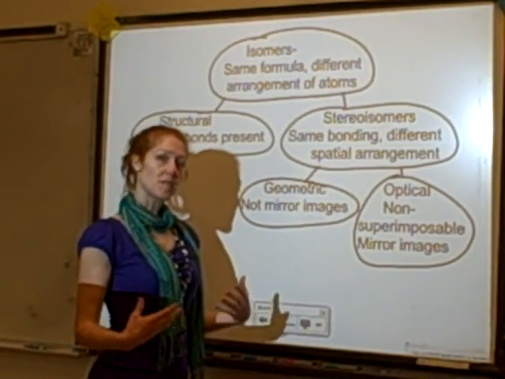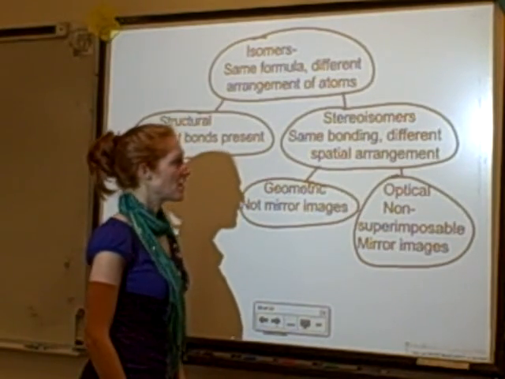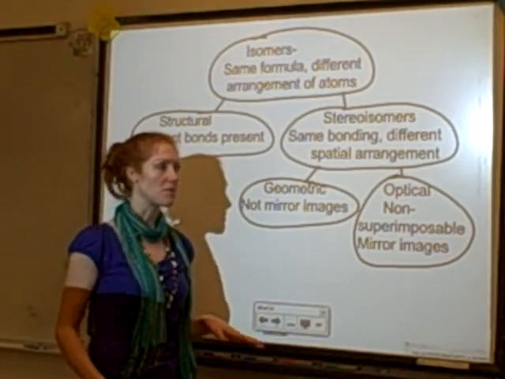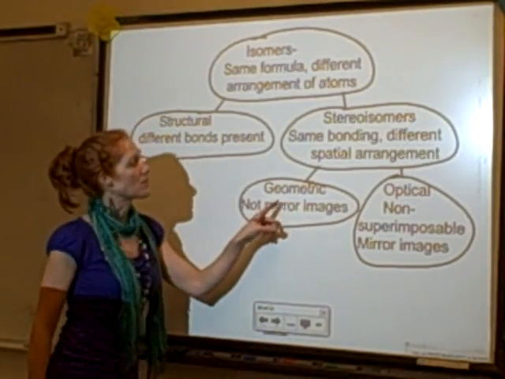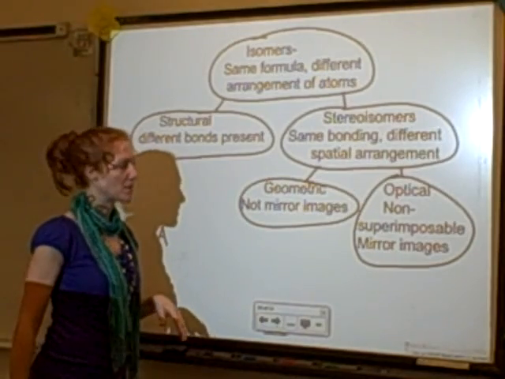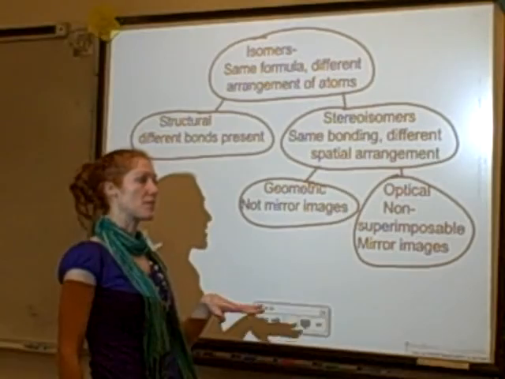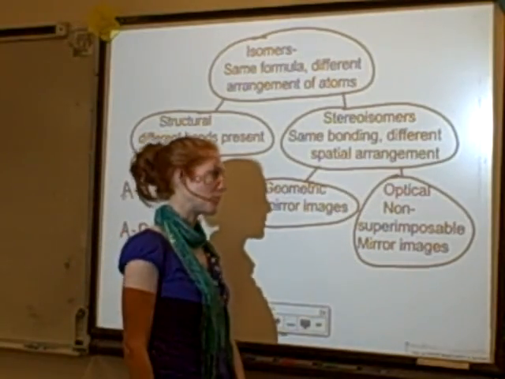Stereoisomers are going to have the same bonding, but they're going to have a different spatial arrangement. And there's two different types of stereoisomers. Stereoisomers are either going to be geometric, and geometric isomers are not mirror images of each other, or they're going to be optical. Optical isomers are non-superimposable mirror images.